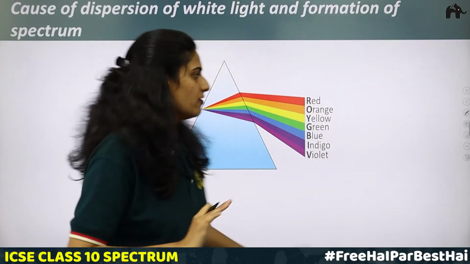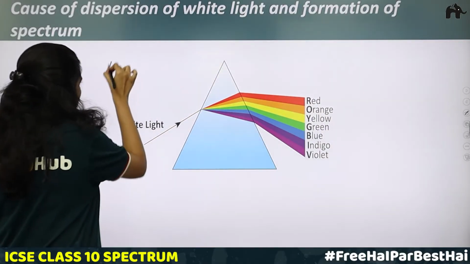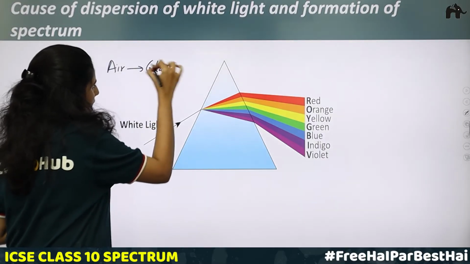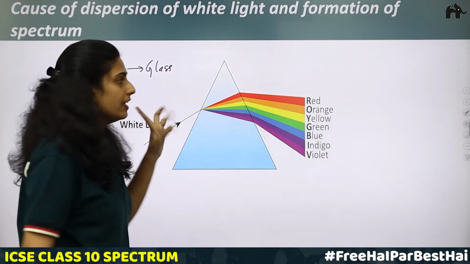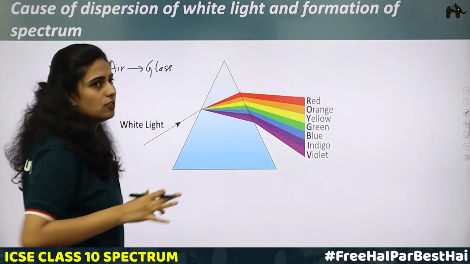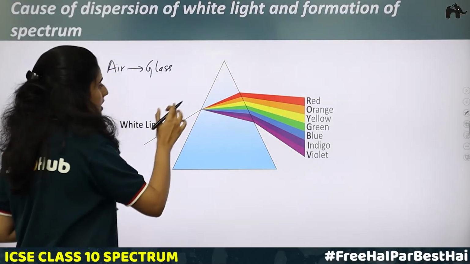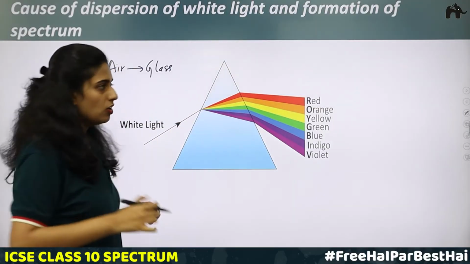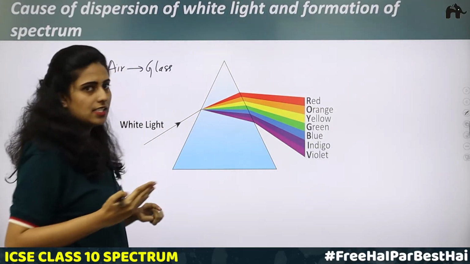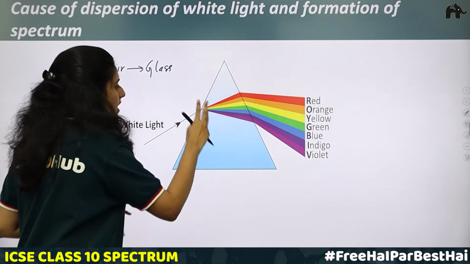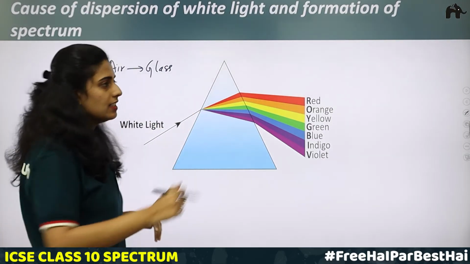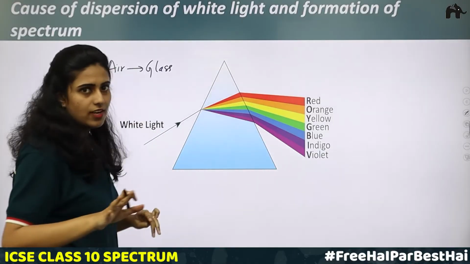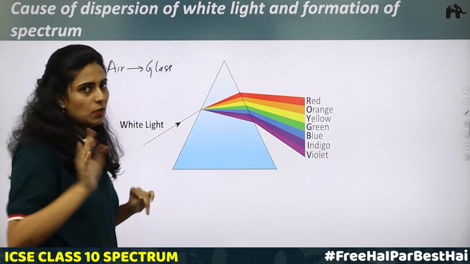So you can see that the white light is traveling from air to glass. Okay, we have a glass prism and the light is traveling from air to glass. Here what happens? The different colors of light will be traveling with different velocities. Why? Because they have different wavelengths. So here the medium is changing. We have said in a medium other than air, the velocities of light will be different. Only in air, the velocity of light is 3 into 10 raised to 8 meter per second.